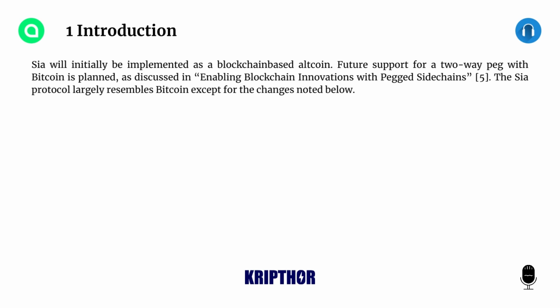Sia will initially be implemented as a blockchain-based altcoin. Future support for a two-way peg with Bitcoin is planned, as discussed in Enabling Blockchain Innovations with Pegged Sidechains. The Sia protocol largely resembles Bitcoin except for the changes noted below.